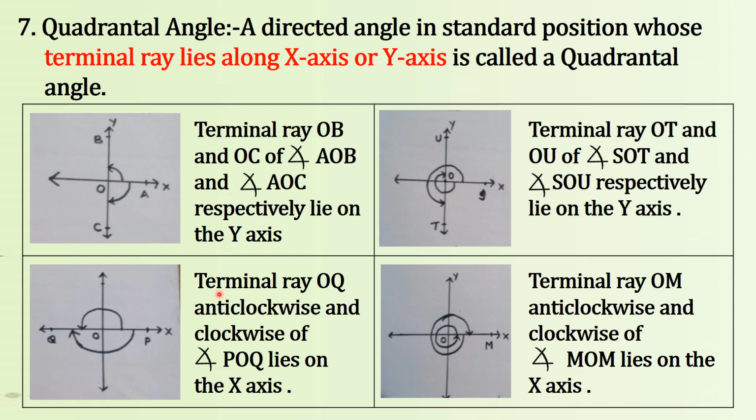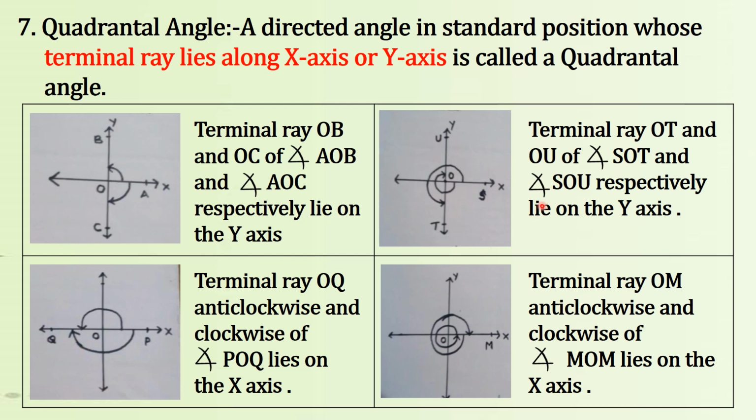The second diagram, terminal ray OQ, this is a straight angle. So terminal ray OQ lies along the negative direction of x-axis, in both positive direction as well as negative direction of the angle. Positive angle and negative angle are considered here, and in both the cases OQ is the terminal ray, which is along the negative direction of x-axis. So this angle POQ, directed angle POQ, is a quadrantal angle.